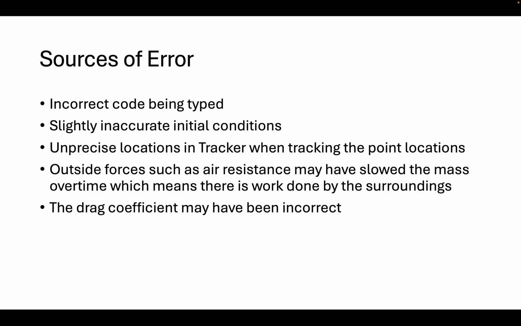Some sources of error that may have happened are that incorrect code may have been typed, or there may have been slightly inaccurate initial conditions that I typed in the code. Also, when using Tracker to track the pointer locations, I could have picked imprecise locations of where exactly the mass, or the bottom of the slinky, was. And also, outside forces such as air resistance may have slowed the mass down over time, which means there's work done by the surroundings. And also, the drag coefficient may have been incorrect.